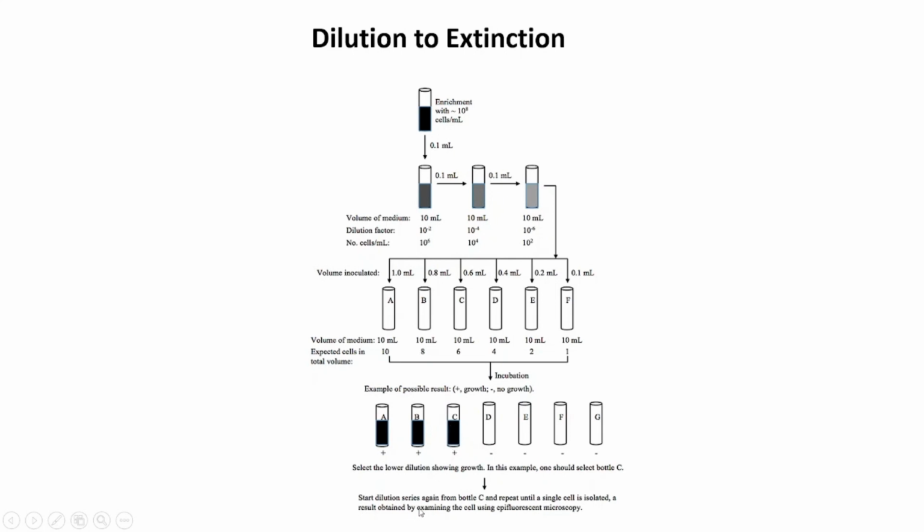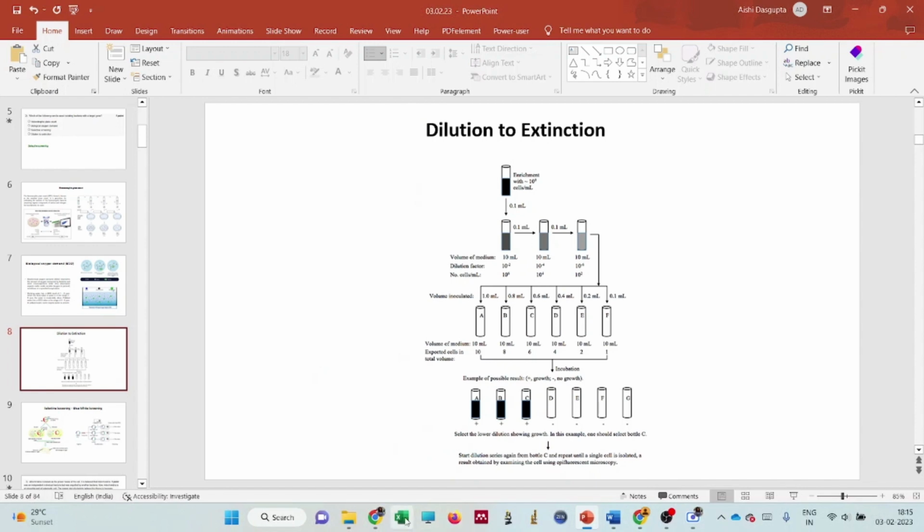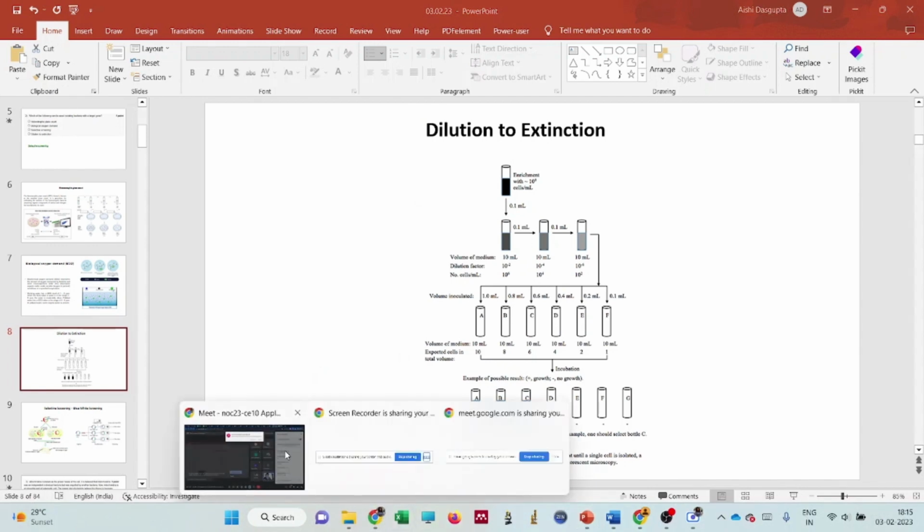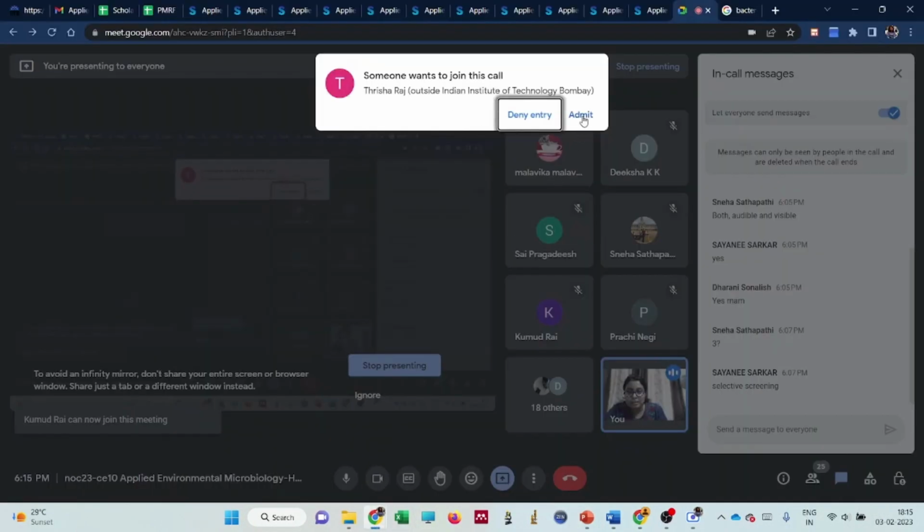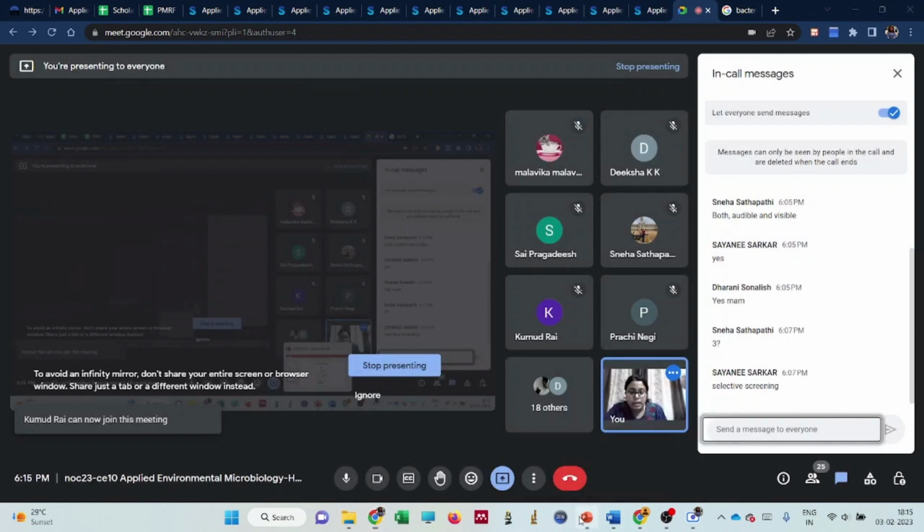From C, we'll start a dilution series again and repeat until a single colony is isolated, and then this result can be examined using epifluorescent microscopy. So this is the most labor intense, labor requiring process, I feel, and it should be taking a lot of time.